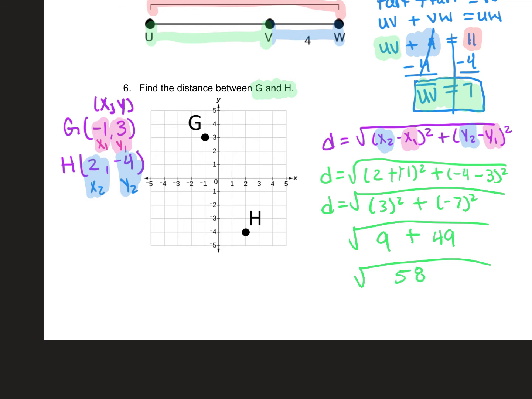And then at that point, y'all, we're going to have to type that into our calculator because we don't know the radical of 58. It's not a perfect square. And we get that D equals 7.62. All right, D equals 7.62. And that is how you solve that final question.